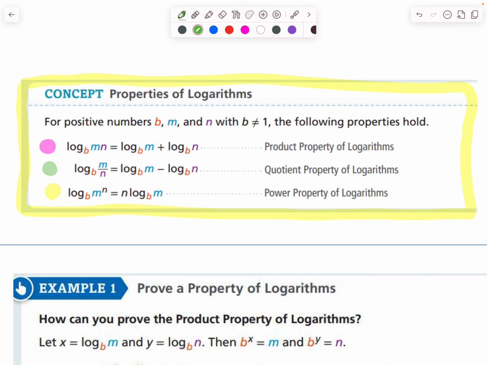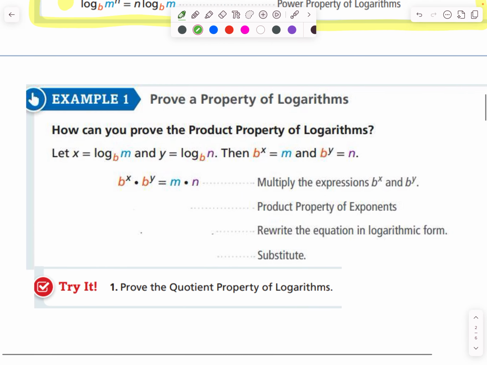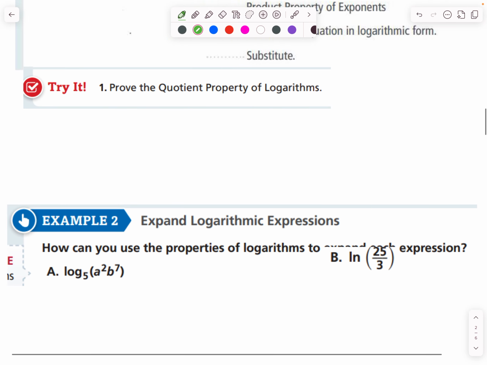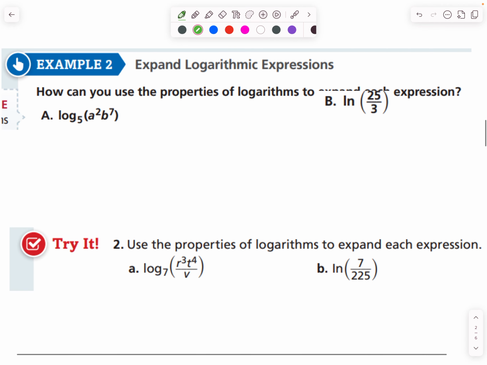Now I'm going to go past example 1. We're not going to prove the properties today, but what we're going to do instead is practice them. In example 2, we are going to be expanding the logarithms, using the properties that we just learned to expand each expression. Right now we have 1 log, and when we have 1 log and it says expand, that means we're going to turn it into a couple of expressions. So we have to look and see what's been done to it.